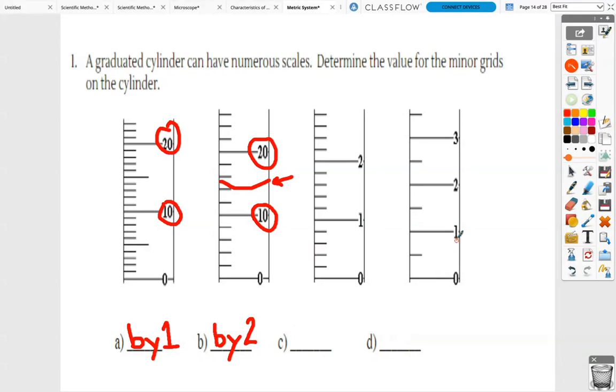And on this last one over here, I have 1 and I have 2. I have just 1 line separating it. So I think you could figure that one out. We are counting by not a whole number this time. So you need to finish C and D on part 1.